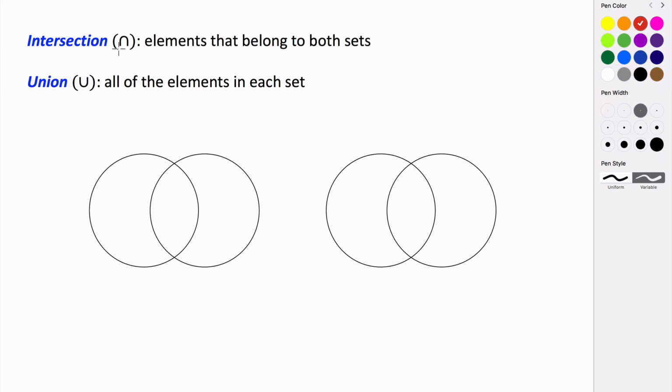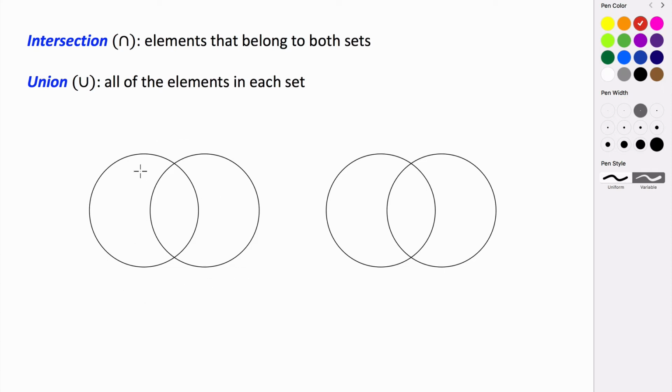So the intersection, we use this upside down U symbol, and the intersection means all of the elements that belong in more than one set, or in both sets in a case of just two sets. And the union, we use a U for union, represents all of the elements in each set. So basically it's the elements in both sets put together.